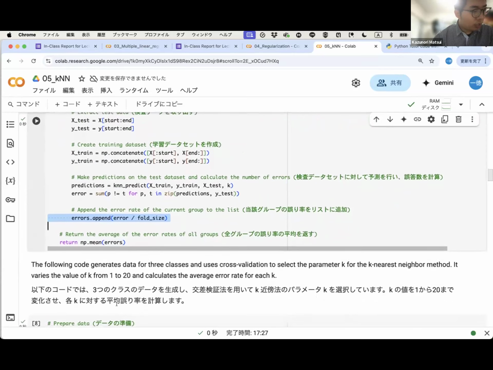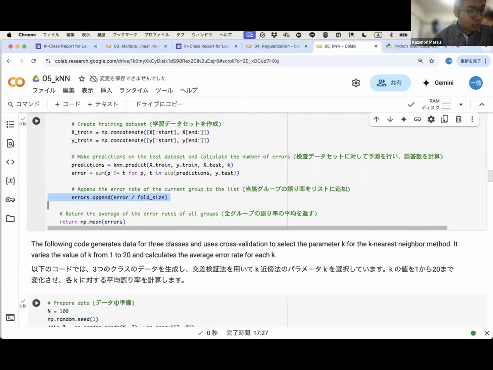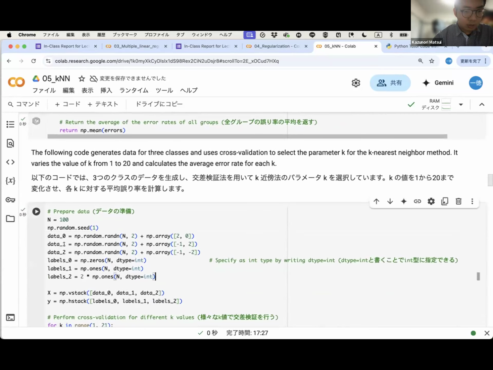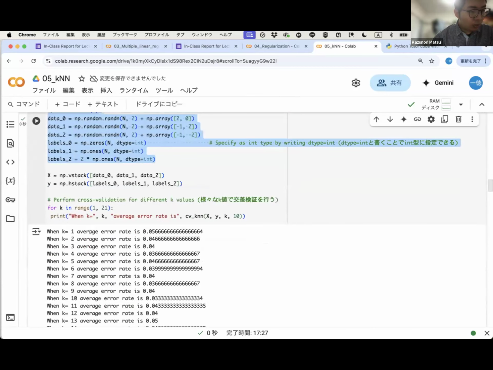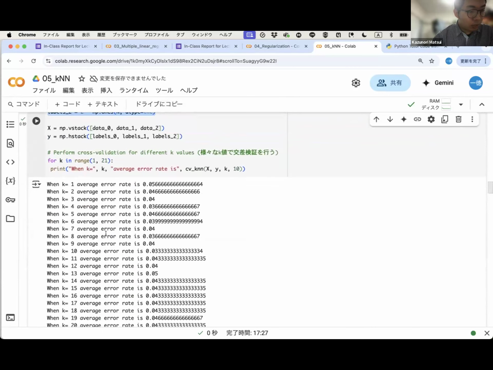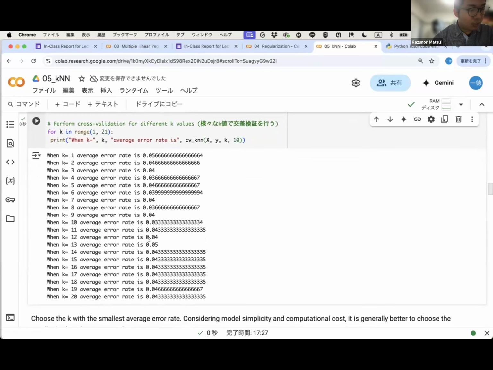If we create data like this, and perform cross validation for various values of k, we get the result like this.